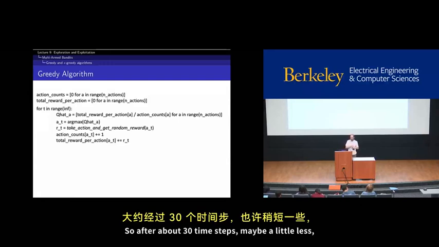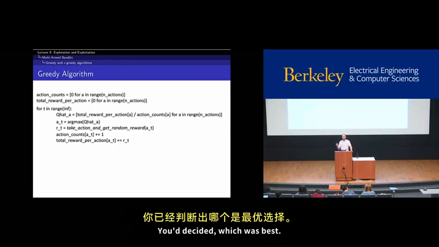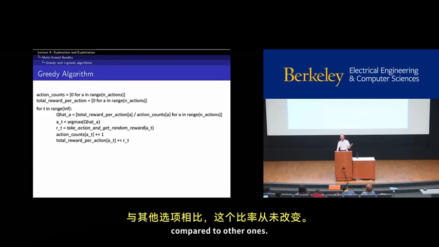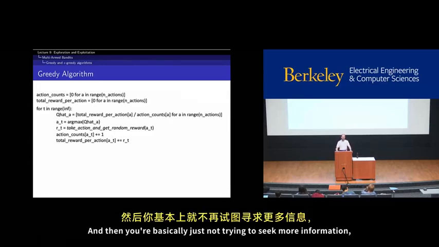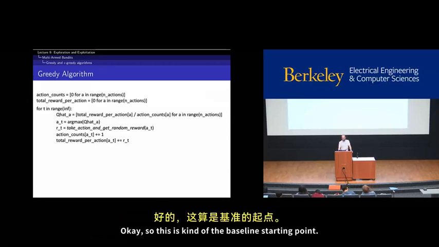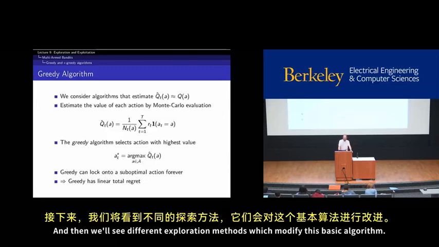So after about 30 time steps, maybe a little less, you were basically following this algorithm. You decided which was best. I mean, maybe you weren't continually checking to make sure that the ratio never changed compared to other ones, but I don't think it did. And then you're basically just not trying to seek more information, but just trying to do the best that you can. Okay, so this is kind of the baseline starting point, and then we'll see different exploration methods which kind of modify this basic algorithm.